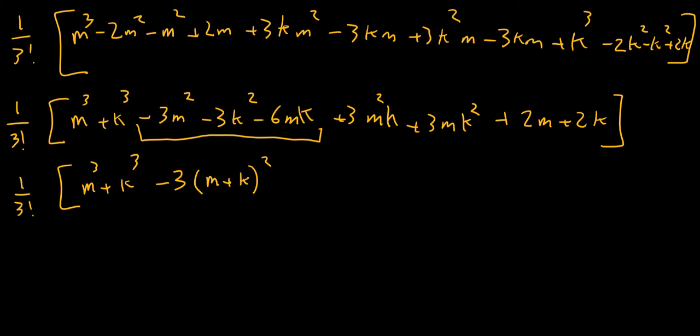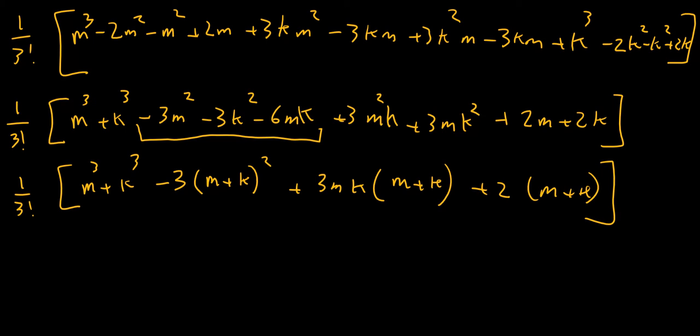We can take out a 3mk here to get m plus k squared. Let's see if that works. Yes, it does. And we can finally factor 2 out here to get m plus k. Whew.